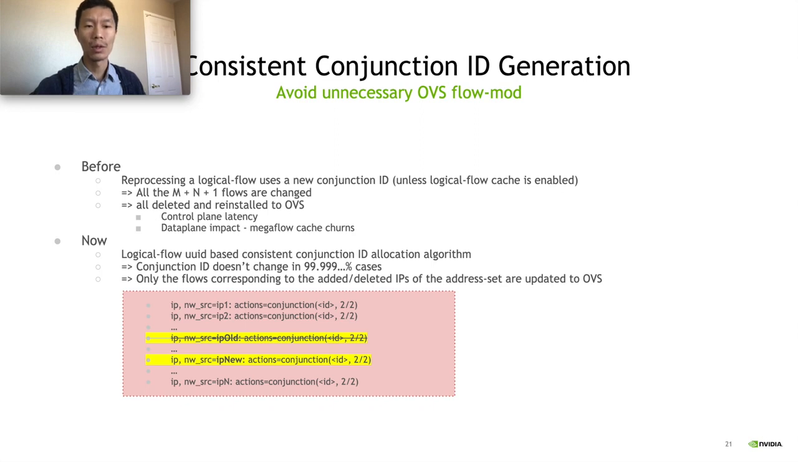Now with the optimization, we use UUID-based consistent conjunction ID generation, which means in most cases the conjunction ID won't change. And so only the flows corresponding to the added or deleted IPs of the address set will be updated to OVS, instead of all of them.